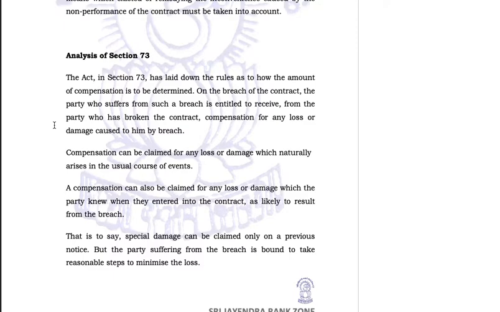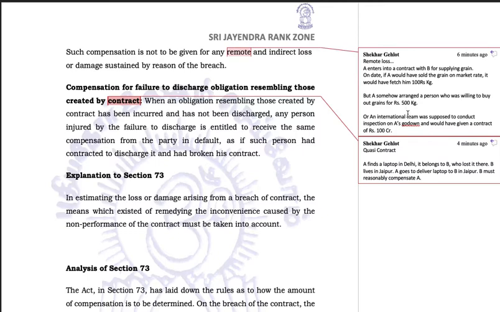On the breach of the contract, the party who suffers from such a breach is entitled to receive from the party who has broken the contract compensation for any loss or damage caused to him by breach. Compensation can be claimed for any loss or damage which naturally arises in the usual course of events. Naturally, not unnaturally. Like in this case, when an international team is going to conduct an inspection, that is not a natural event, that is an unnatural event, or something extraordinary.